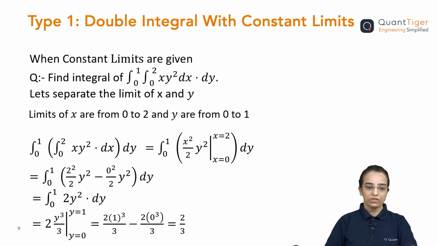With constant limits. This is type 1, where we will be doing integration two times, and the limits of the integration will be given in terms of constants, meaning numbers will be there like 1, 2, 3, 4. So here I have taken the first type, the question on this type, when the limits are constant.